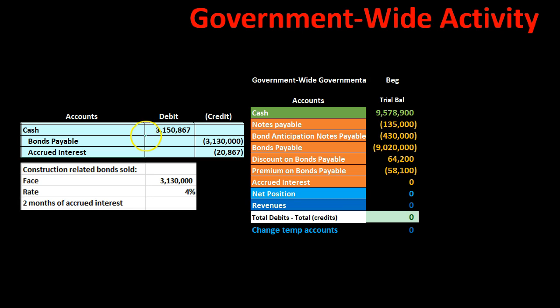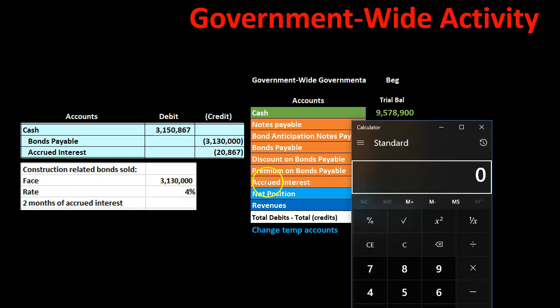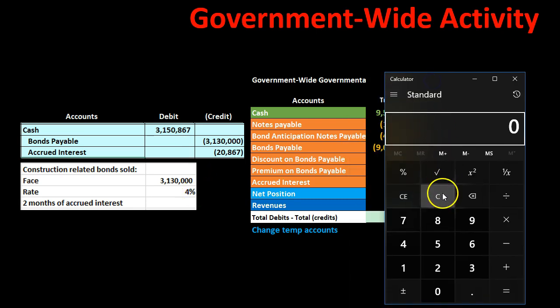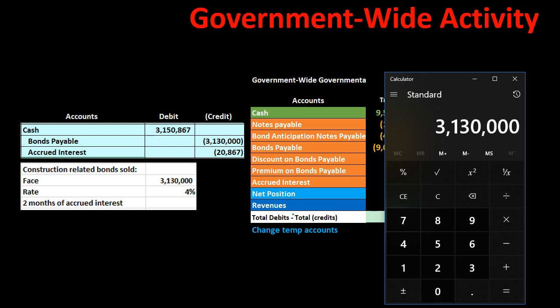Once again, we're financing the project. Therefore, we're going to get cash. We're going to put the bonds payable on the books, this time at the $3,130,000. And what about the 2 months of accrued interest? We're going to say that the accrued interest of 2 months is going to be 3,130,000 times 0.044 interest, and I'm going to divide it by 12 to bring it down to a monthly amount. So that would be the interest per month times 2 months.